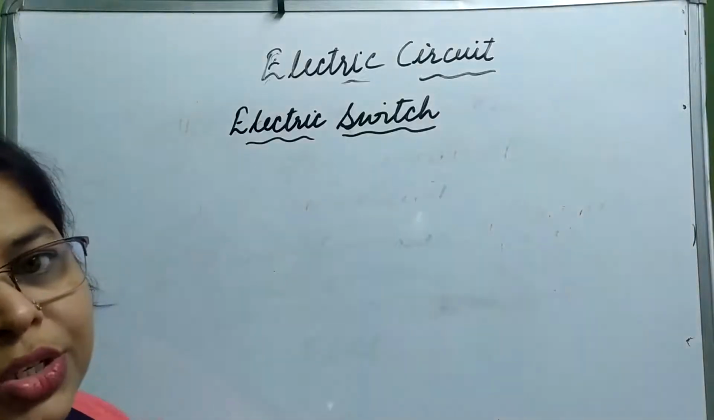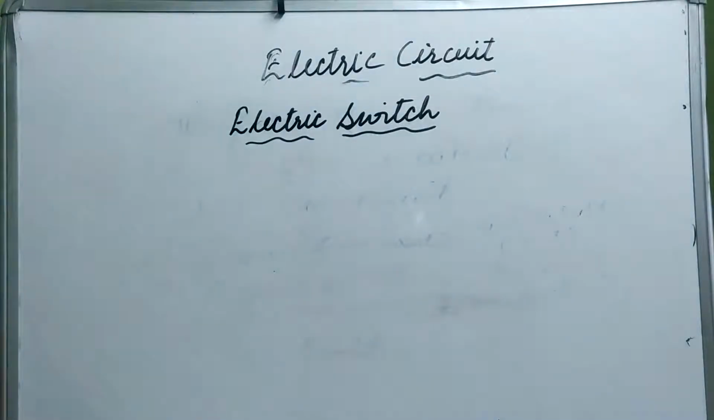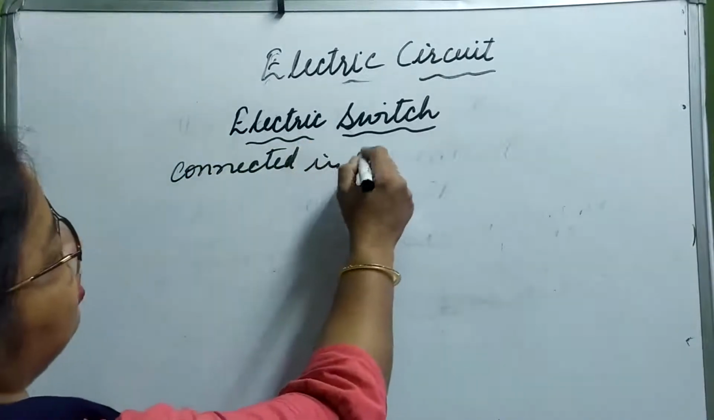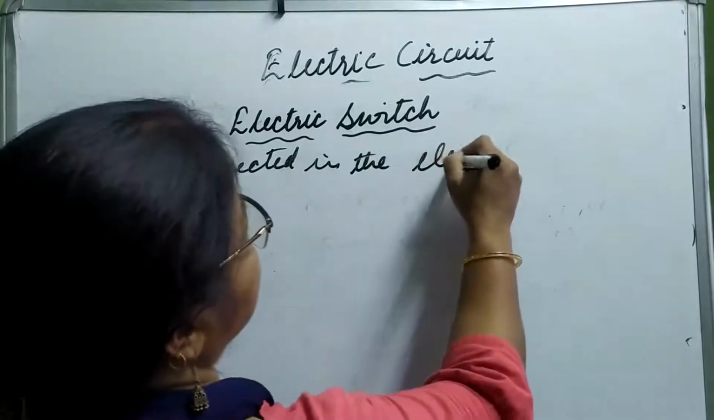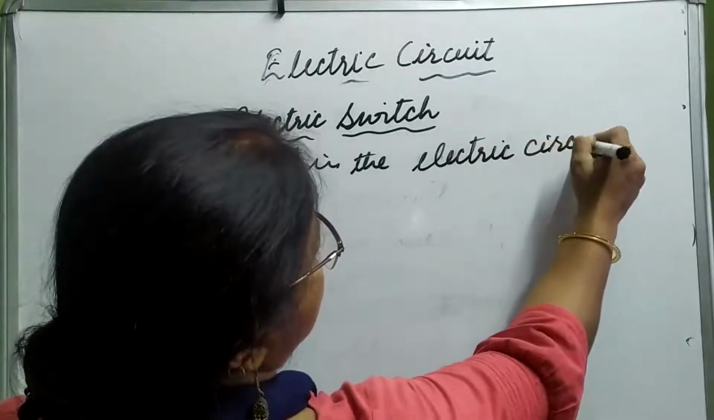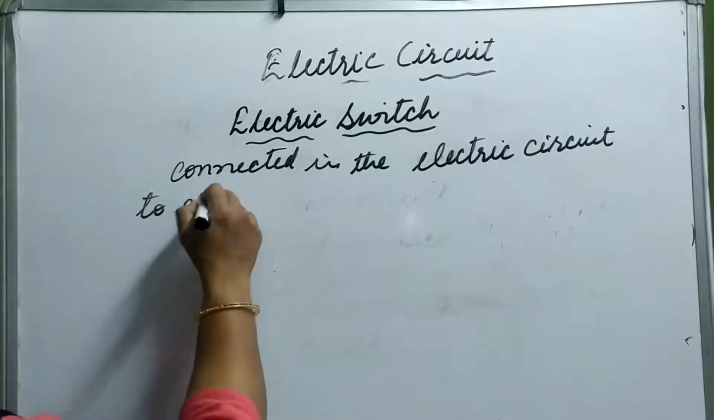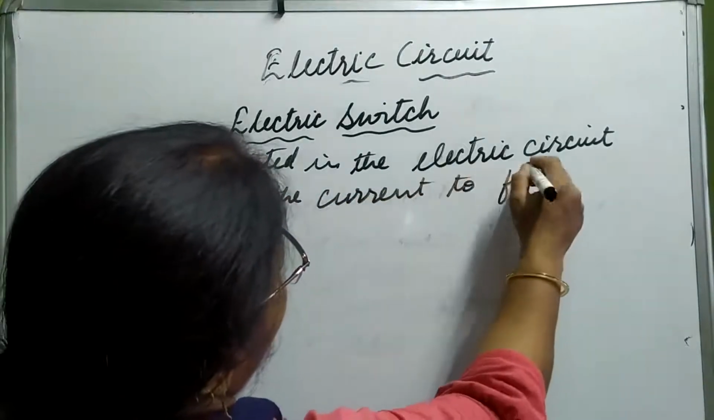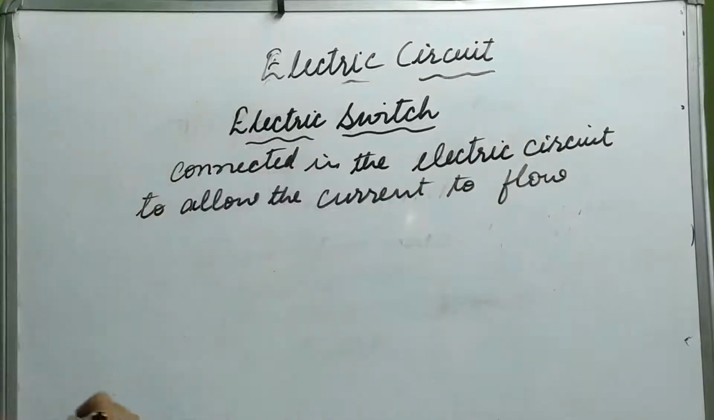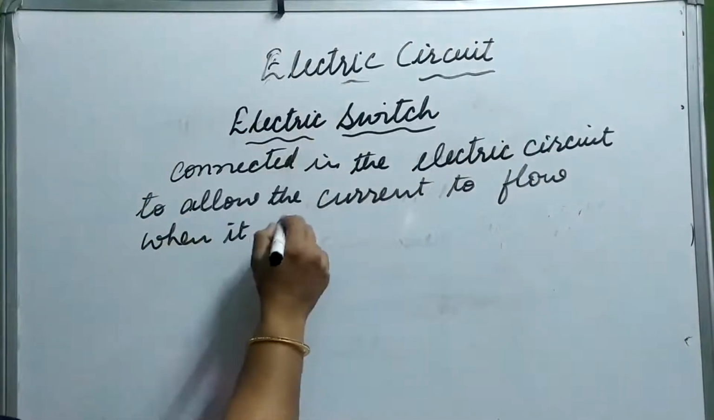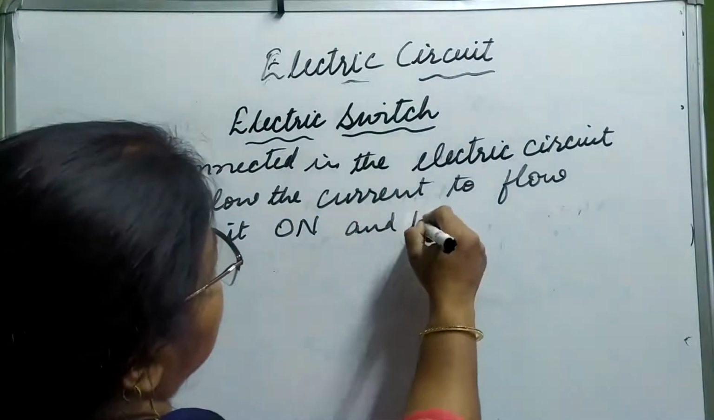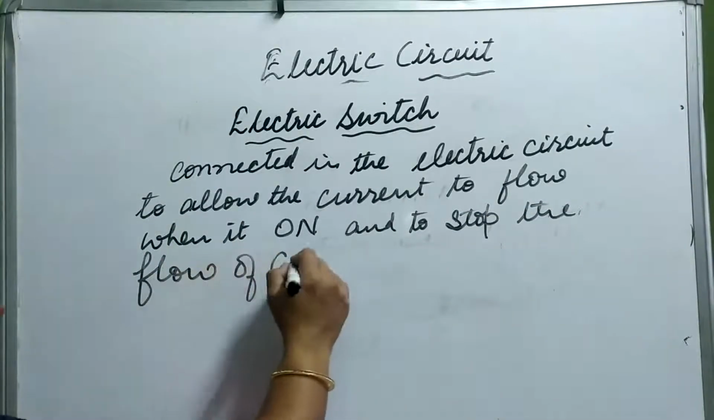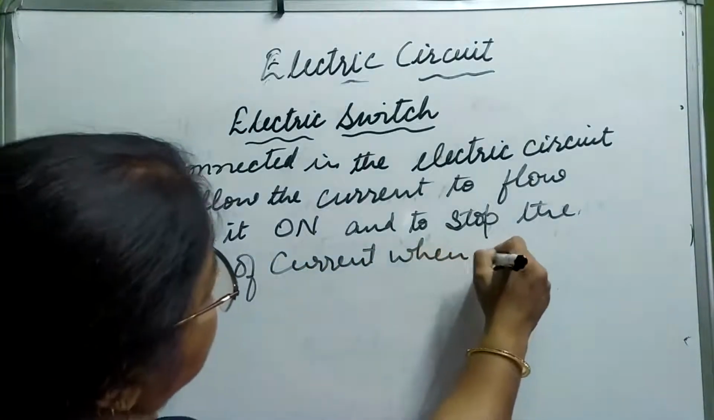Now let us see what is electric switch. Electric switch is a device connected in the electric circuit to allow the current to flow when it is on and to stop the flow of current when it is off.